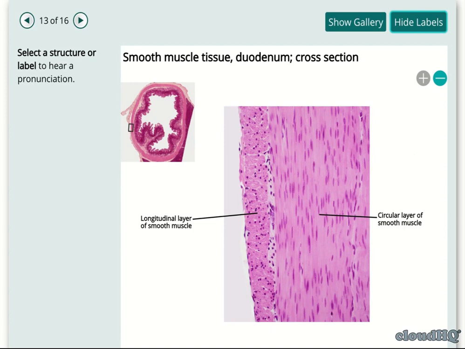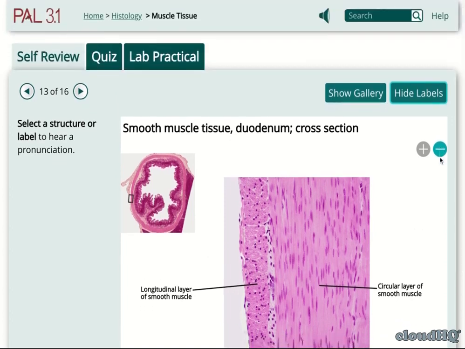Okay? All right, so this was again on Pale. I also suggest using Histology Guide. They also have some really cool photos, but that's basically everything for the histology portion of the unit.